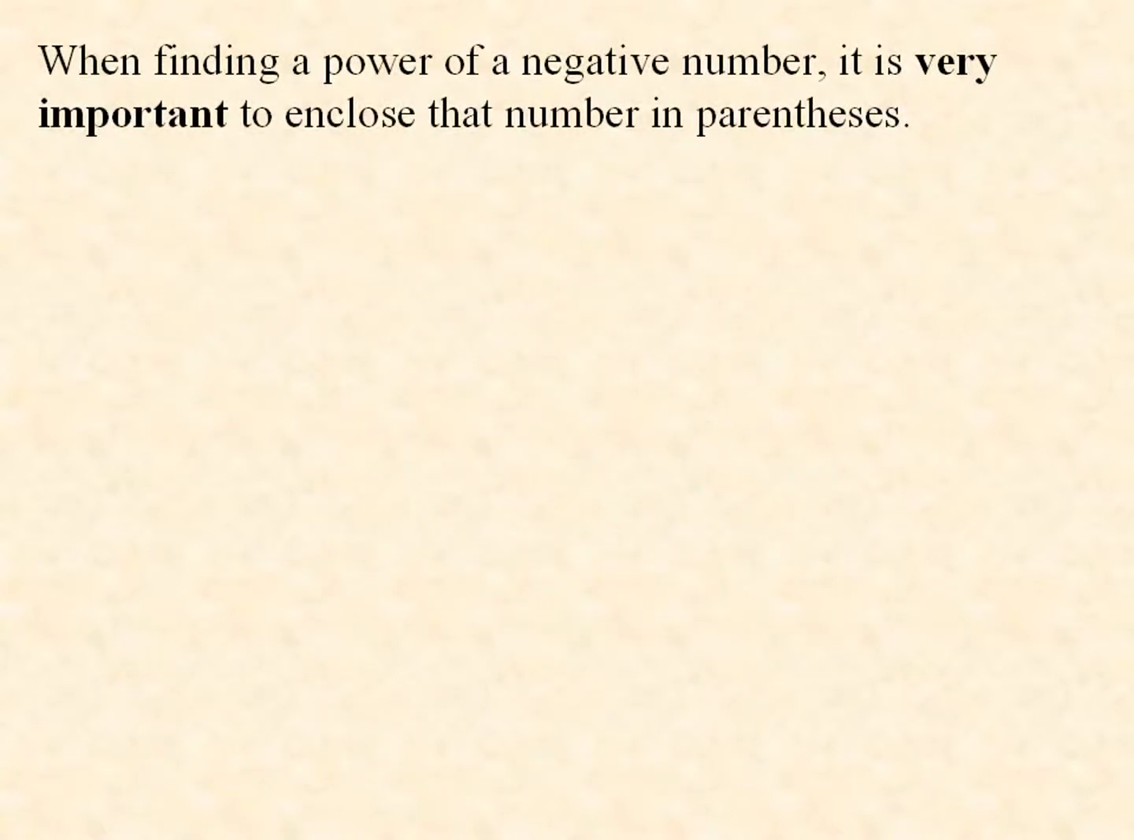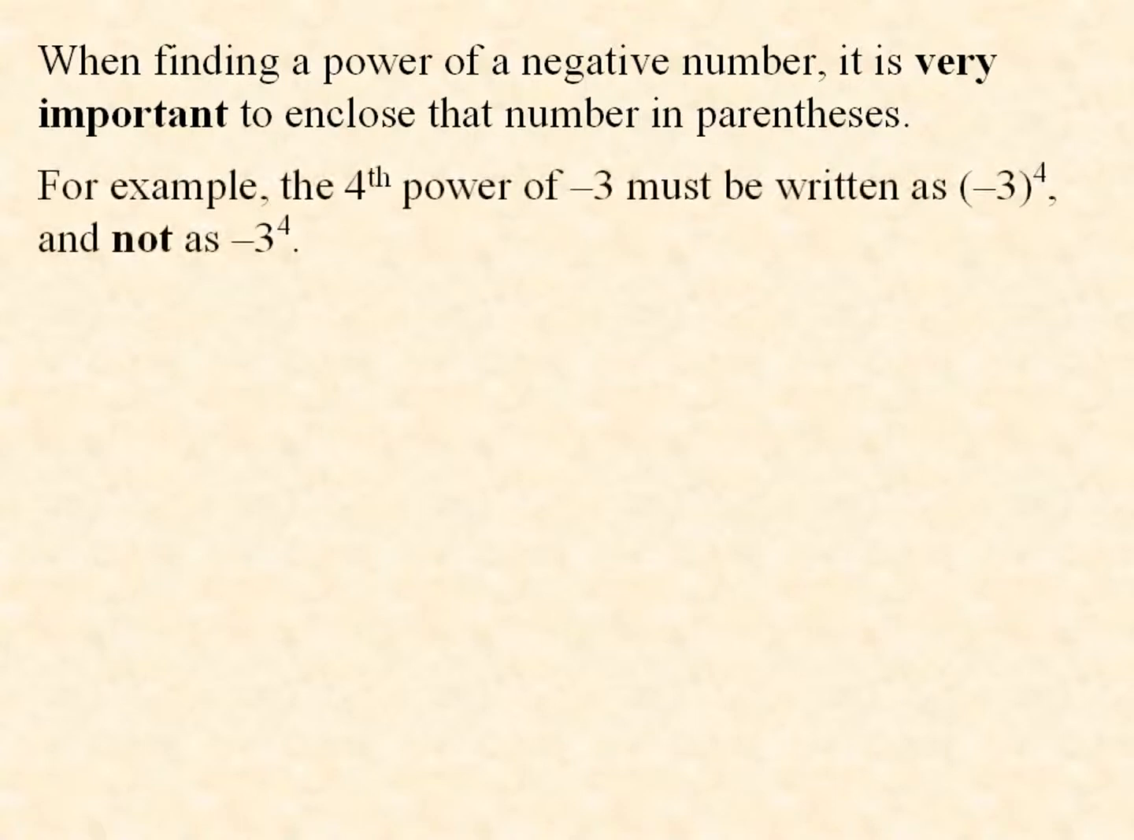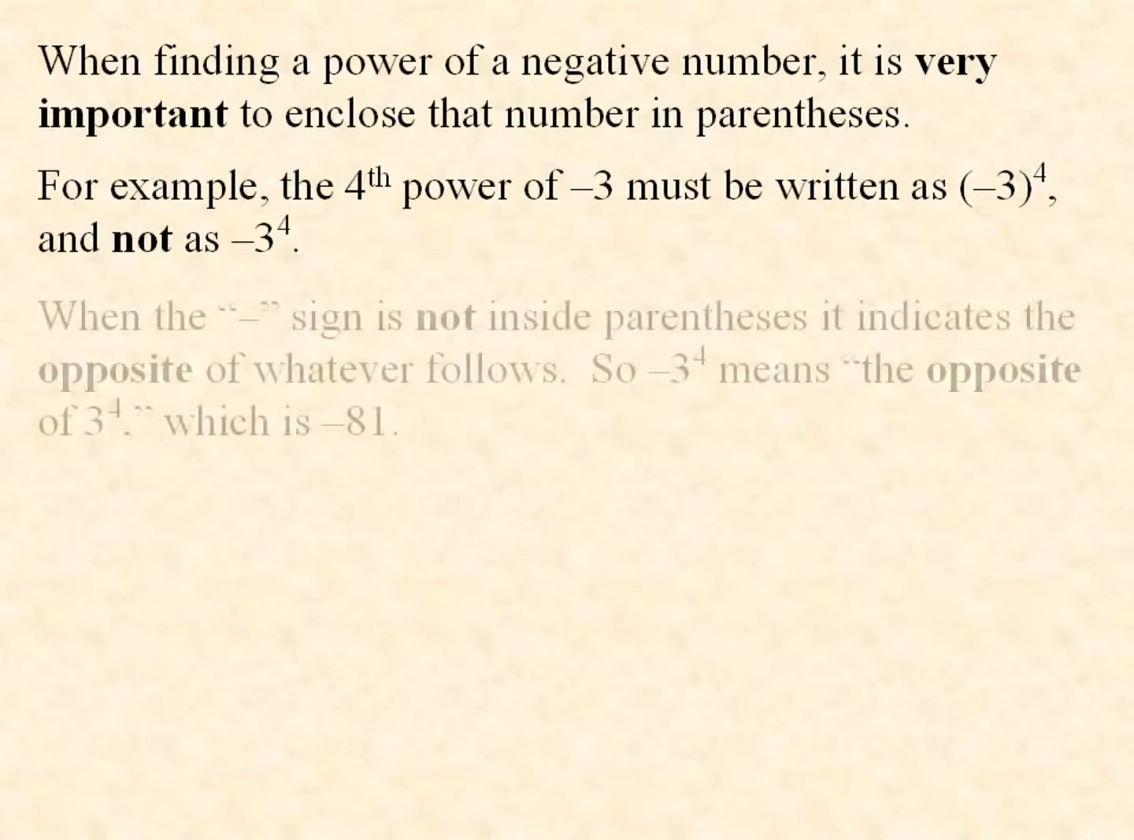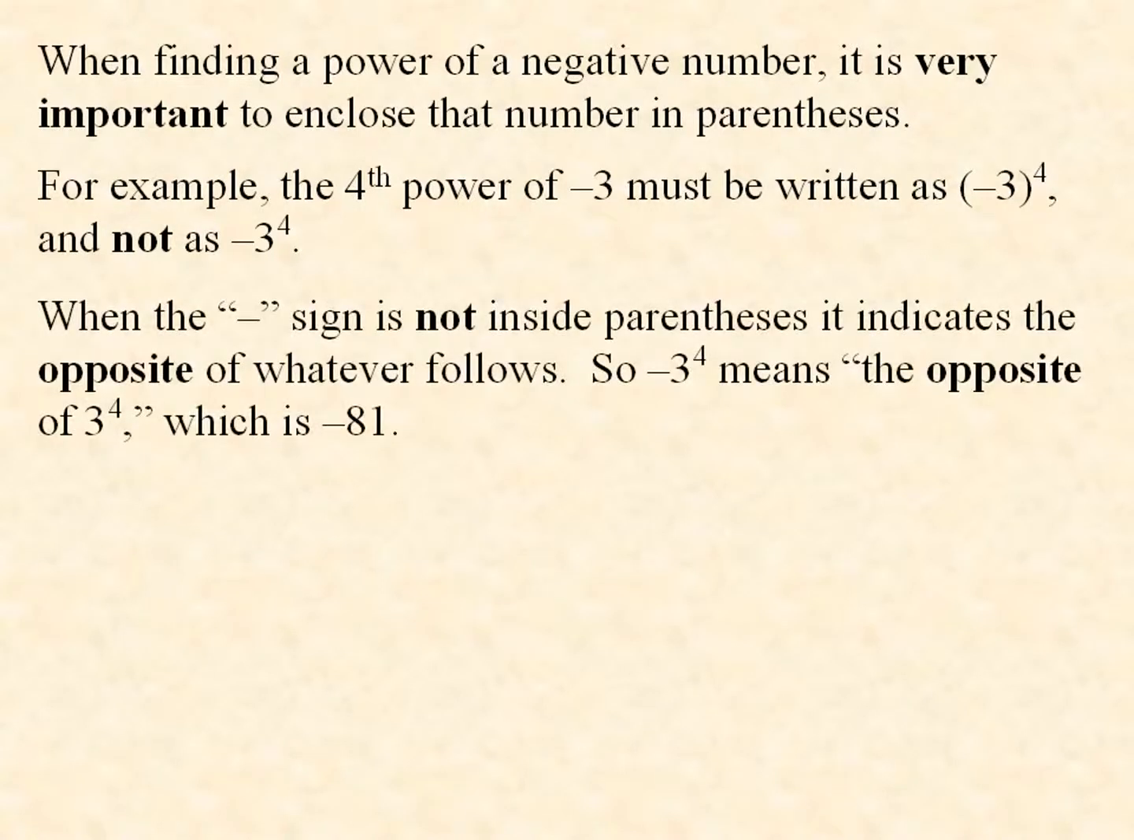When finding a power of a negative number, it is very important to enclose that number in parentheses. For example, the fourth power of negative 3 must be written as parentheses negative 3 to the fourth power, and not as negative 3 to the fourth power without the parentheses. When the minus sign is not inside parentheses, it indicates the opposite of whatever follows. So negative 3 to the fourth power means the opposite of 3 to the fourth power, so that is negative 81.